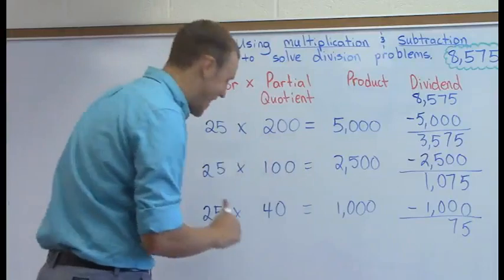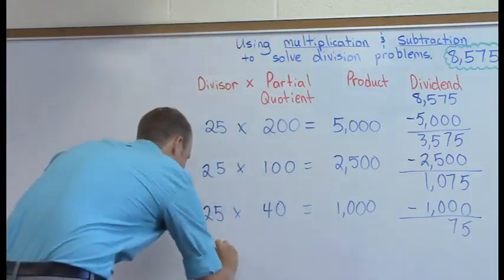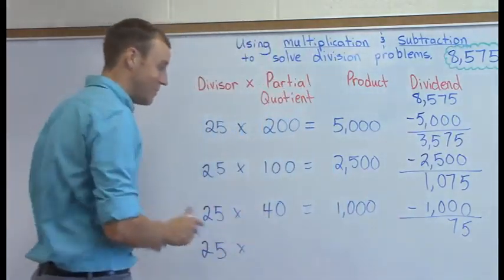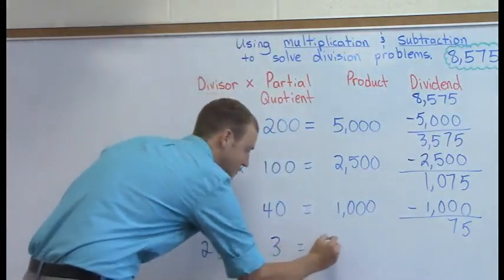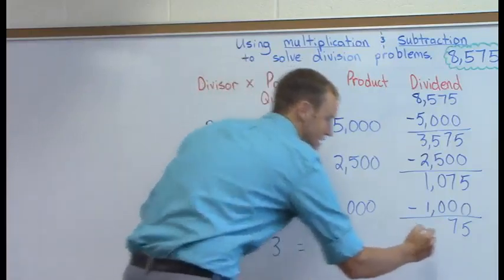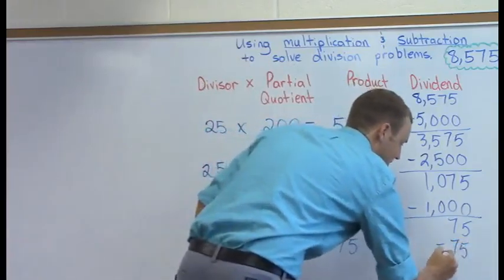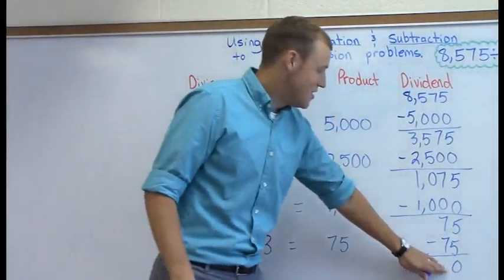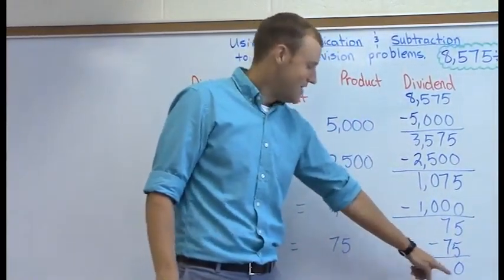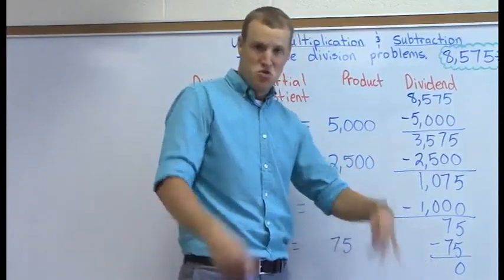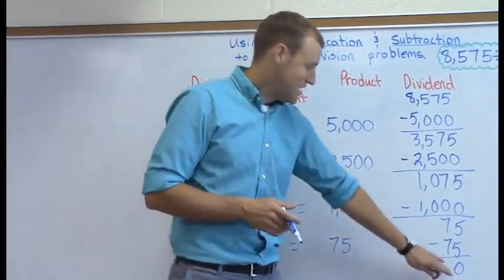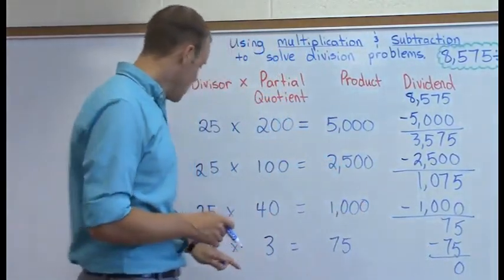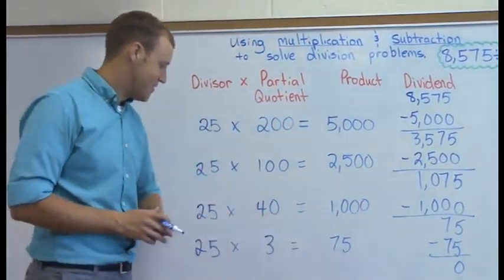Now, the fun part, our final step. 25 times what will get me close to 75? I'm going to go ahead and say that's going to be 3, and take away 75, which gives us 0. So, we have now 0 left. If this is any other number, say 21, that's going to actually be our remainder. But in this problem, we don't have a remainder. So 25 times 3 gives me 75.